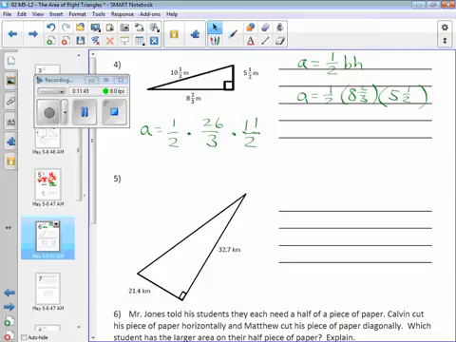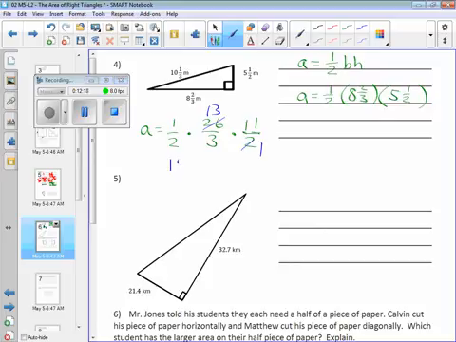Now, when you multiply this together, it's not too bad. 13 times 11. Does anybody know their 13 times tables? I think you're thinking 13 times 13 is 169. 13 times 11, so let's go. 143. 143 over 6.